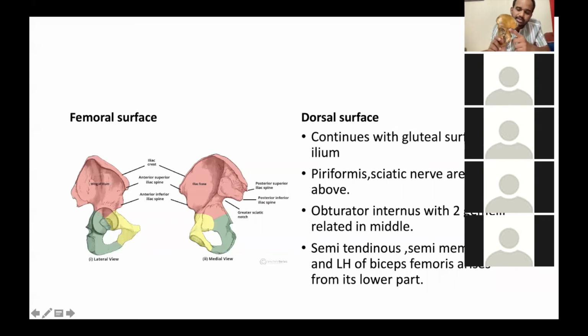So when you divide this dorsal surface of the ischium into three parts, the upper part is related to the piriformis, sciatic nerve and quadratus femoris. The middle part is related to the obturator internus with two gemelli muscles. The lower part is related to the semitendinosus, semimembranosus, as well as the long head of biceps femoris muscle.